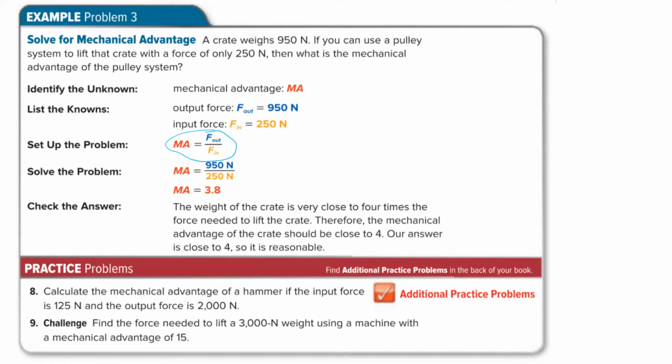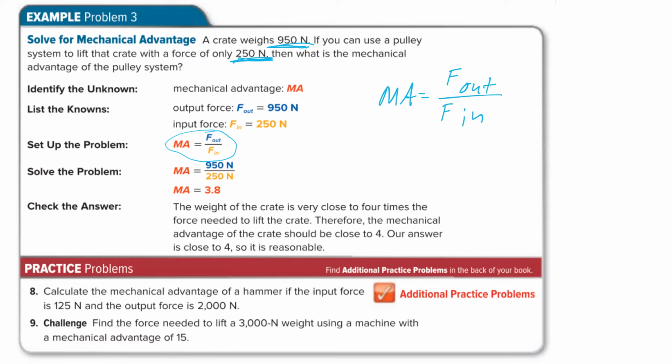Well, our output force is going to have to be what it is to lift the crate. So that's going to be our 950 newtons. So that's going to be output. Our input is what we're lifting the crate with, this 250 newtons. So really, all this is going to be is mechanical advantage is equal to, again, force out divided by force in.